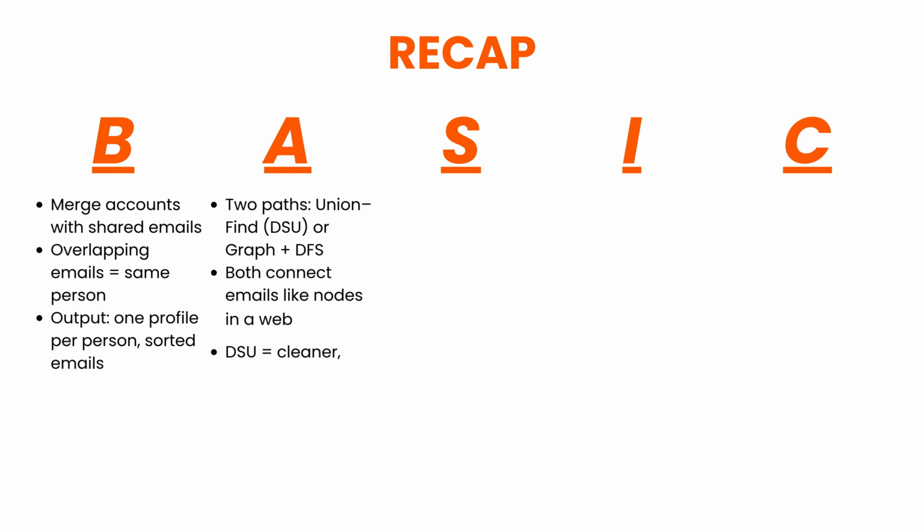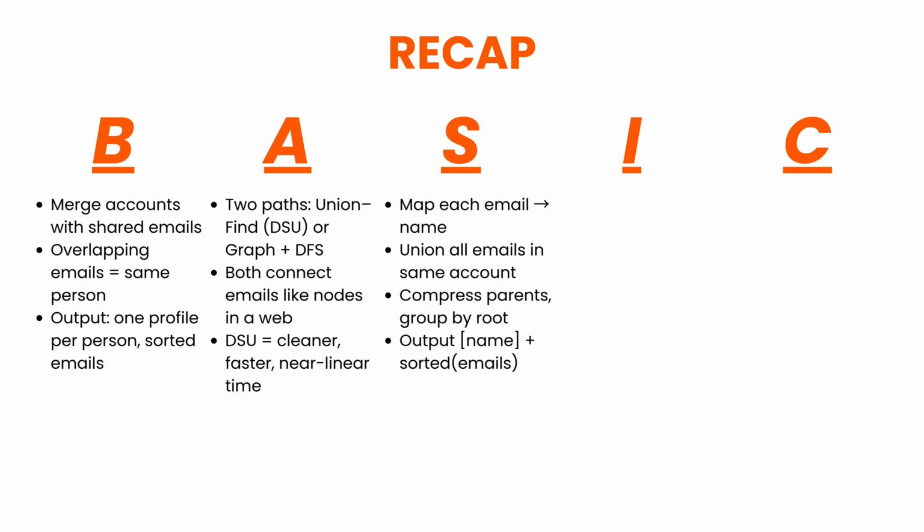We compared two clean approaches, Union-Find, DSU, and Graph plus DFS. Both treat emails as nodes and look for connected components. DSU is especially tidy and near-linear. The time cost is dominated by sorting each merged component. Here's the plan. Map each email to a name, union all emails within the same account, then compress parents and bucket emails by their root. For each bucket, output name plus sorted emails.